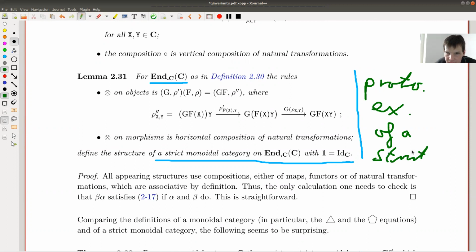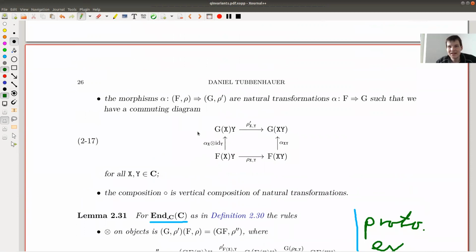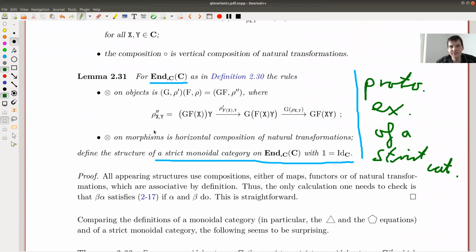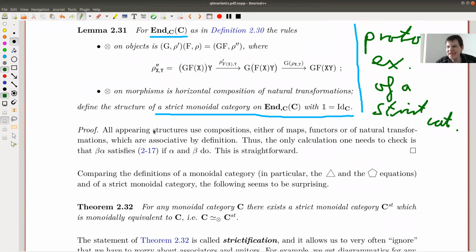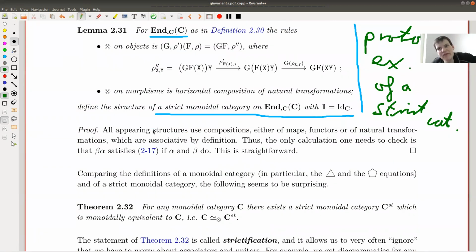And you will see in a second why. Ooh, I really should learn how to do this in a better way. Prototypical example of a strict category. You'll see in a second why. And this proof looks very short. And actually, if you think about it and you read through the definition, this whole category is built to be strict.